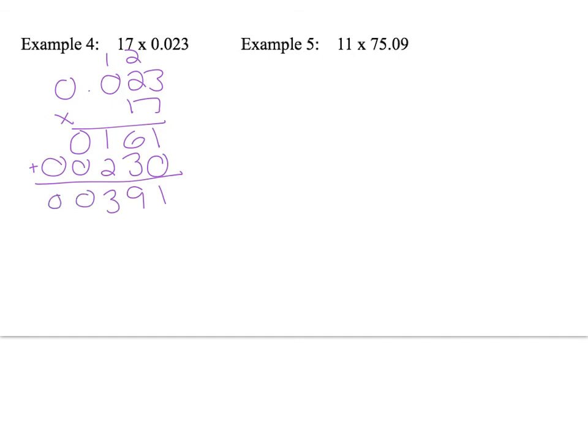Step 2 tells us to look at our original numbers that we are multiplying. We have a decimal point and 3 digits to the right, no digits in the second number, so 3 need to be in our solution. So I'm going to move that decimal 3 digits to the left. So our answer is 391 thousandths.